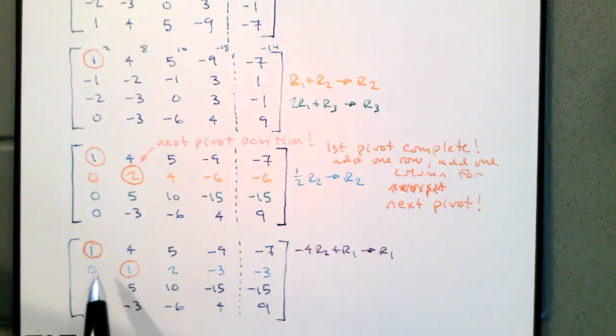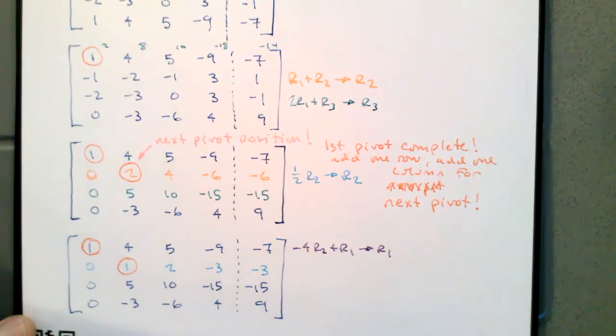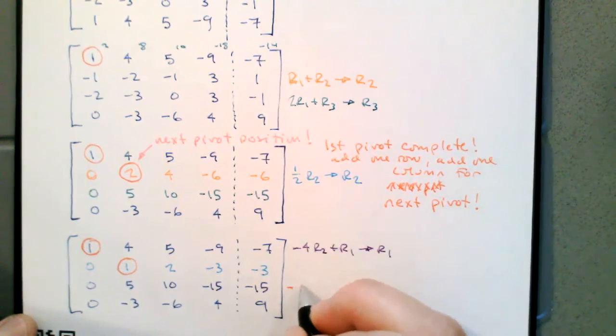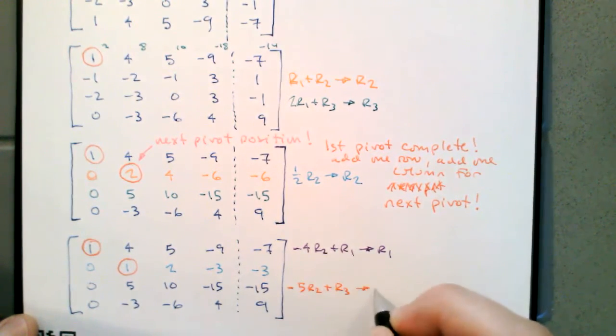So this 0, because there's a 0 in the first column, nothing's going to change in the first column. So I do -4 row 2 plus row 1 is my new row 1. I have to do -5 row 2 plus row 3. That'll be my new row 3. -5 row 2 plus row 3 is my new row 3.